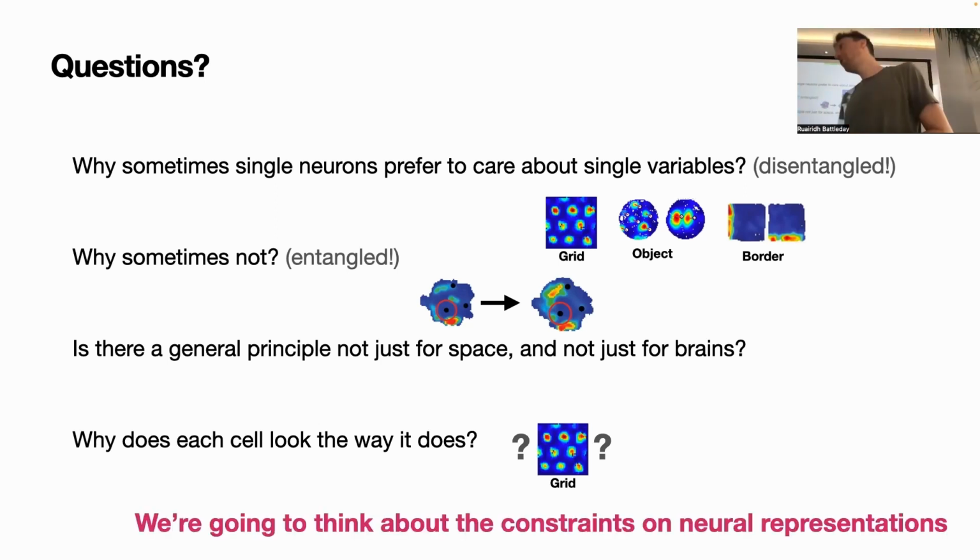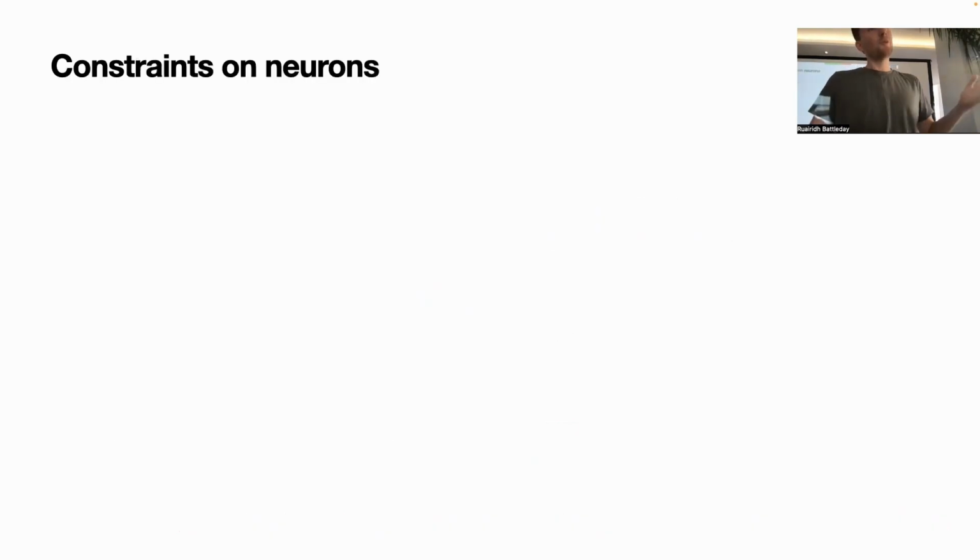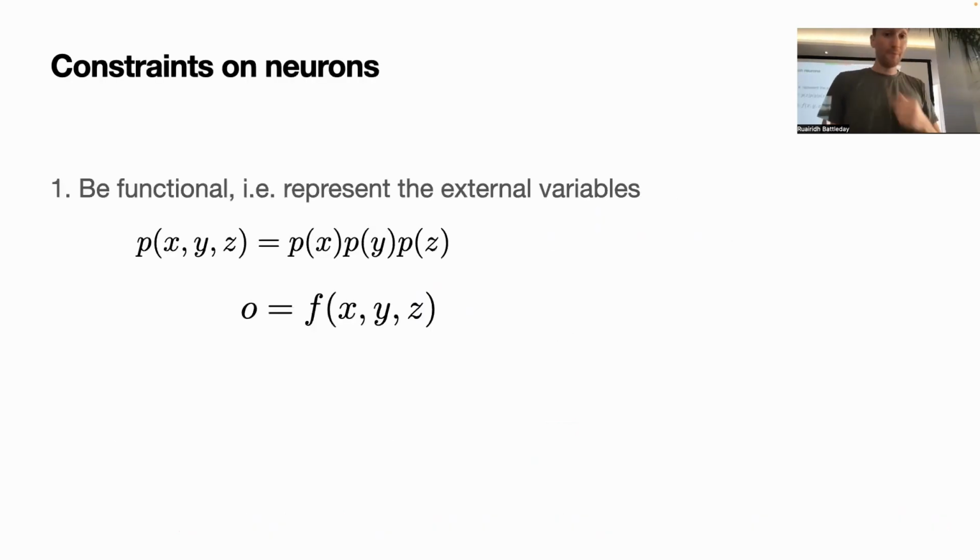The way in which we're going to think about this is very similar to what these machine learners were doing. We're going to think about what the constraints on neural representations are. We're going to formalize those constraints and see where that takes us, in terms of what the representation should look like. So, what are some constraints on neurons? Well, firstly, neurons have to be useful in some way.